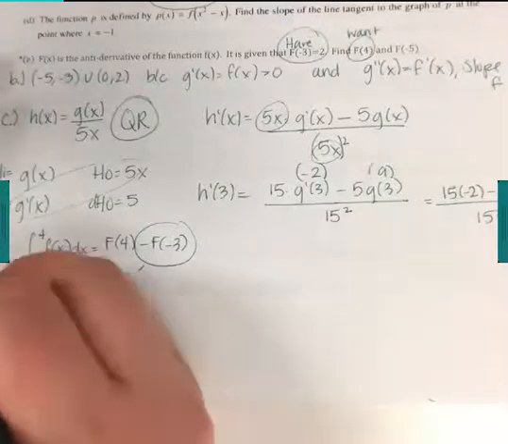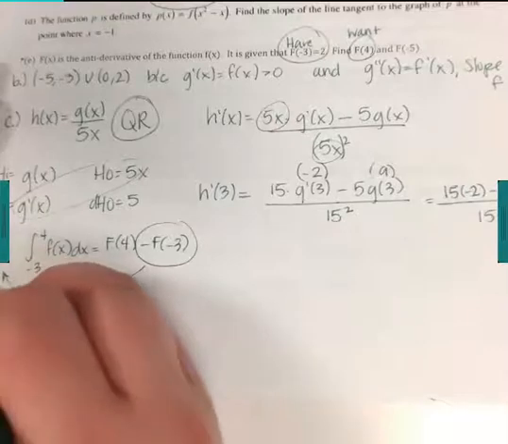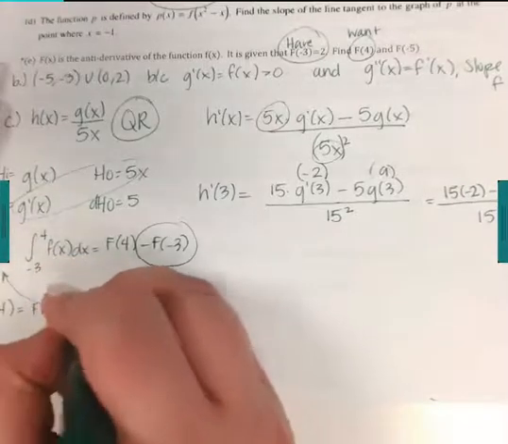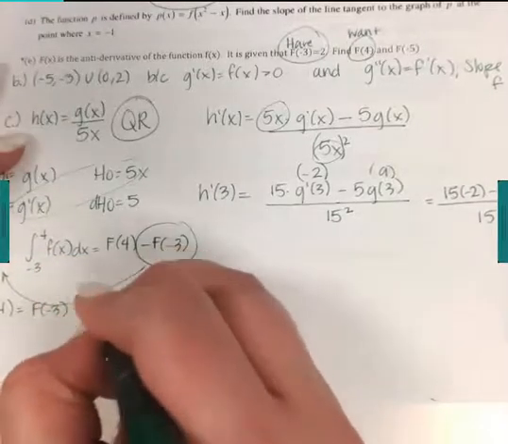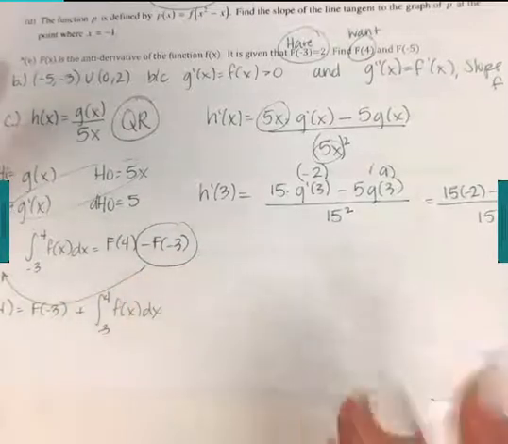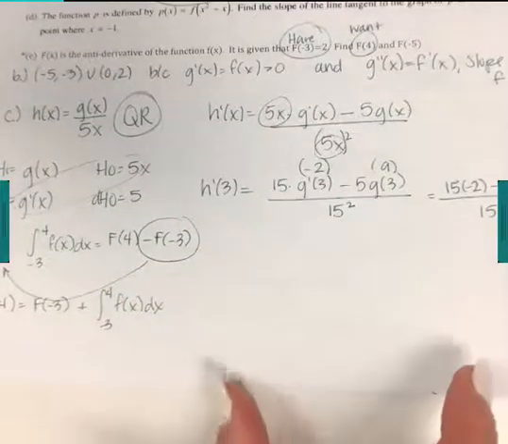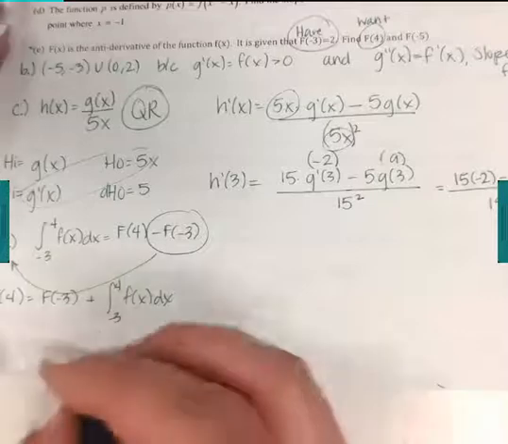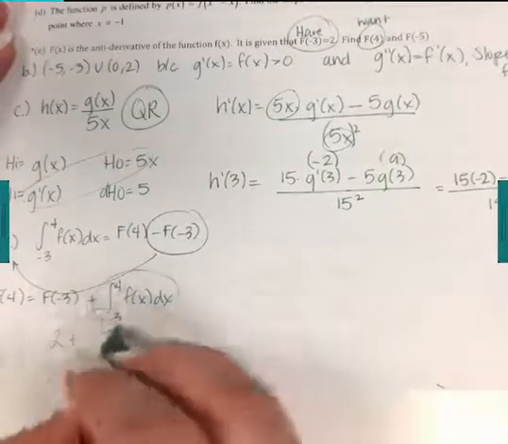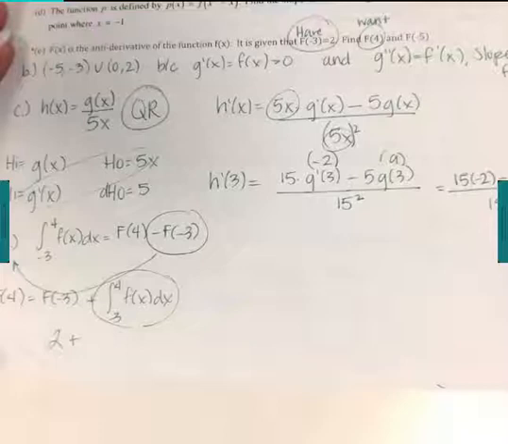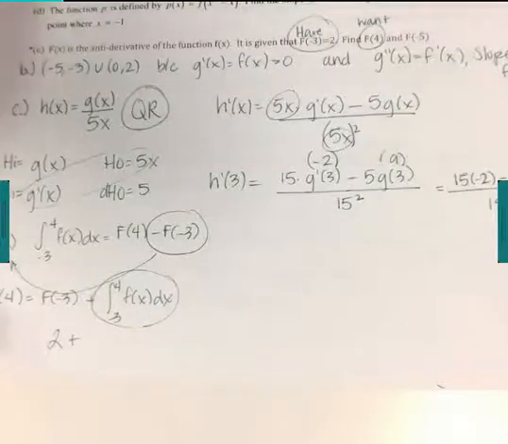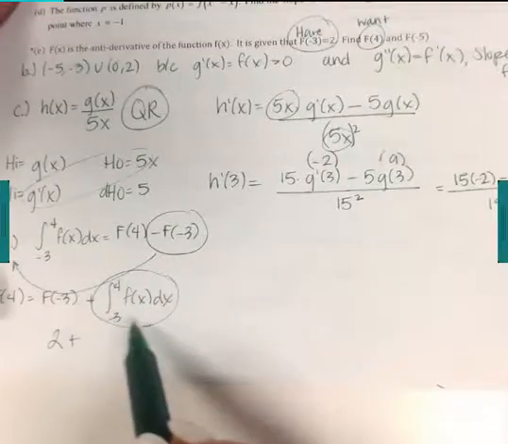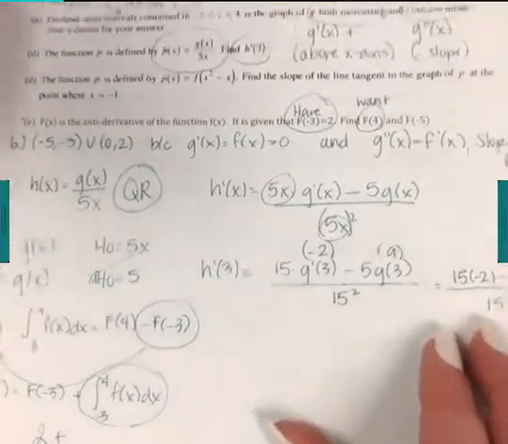So F of 4 equals F of negative 3 plus the integral from negative 3 to 4. And then what did they tell me F of negative 3 is? They gave it to me in part E. 2. And then this integral, how am I going to find it? Using area, right? So come back up to your little graph. Let's figure this guy out, and then we're done with that part.